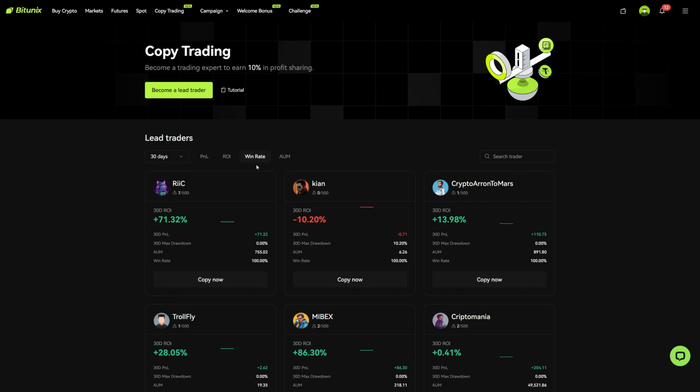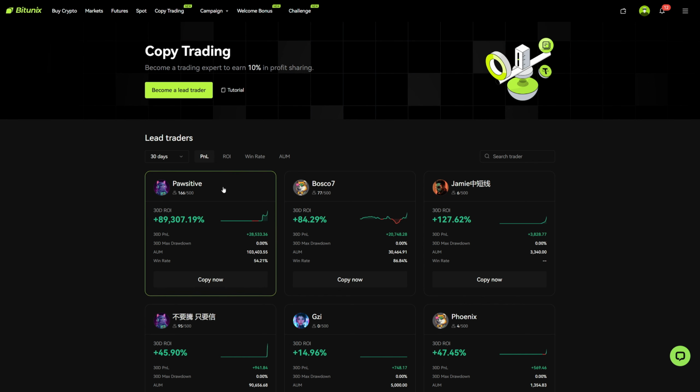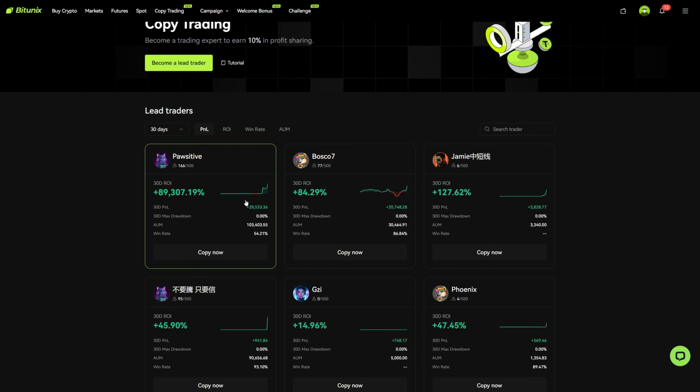incredible. Then we can look at the win rate, which means how many trades he won against how many trades he lost. And then we can look at AUM. AUM stands for assets under management. We can see, for example, this guy has 1.5 million. This guy has 100,000. In my opinion, the most important statistic is P&L, because we really want to know how much money did the copiers actually make. So in this case, they made 28,000, which is definitely amazing.